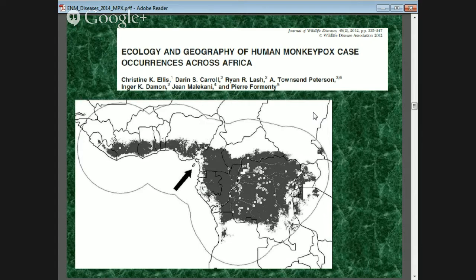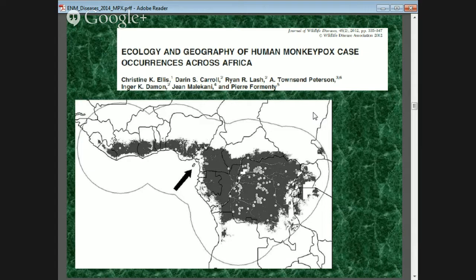From our point of view, we thought that there could also be an environmental aspect to this, that there were some places in the 1970s and 1980s where monkeypox was not present.